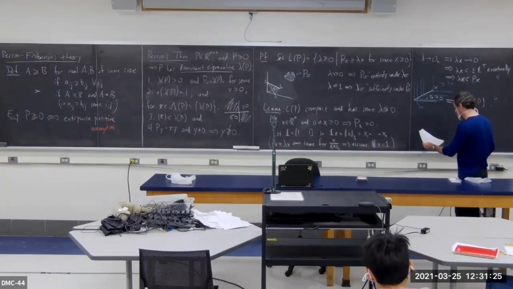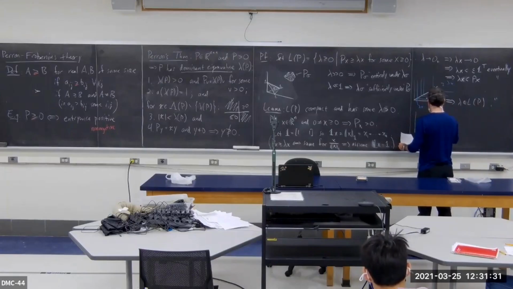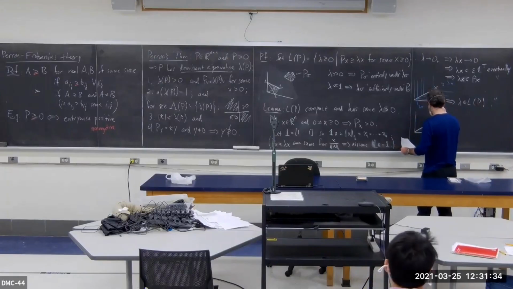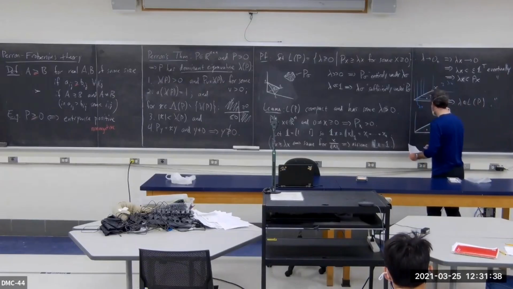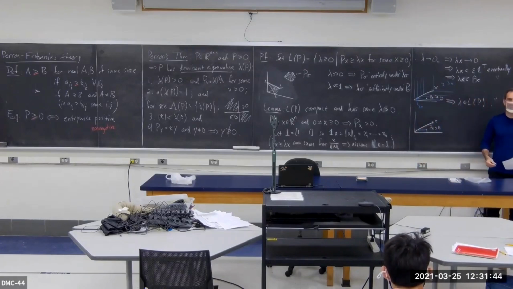So what's another way to say this, by the way? Another way to say this is that I'm going to draw the same picture again. There's my x, and there's my px, which is bigger than 0. And the point is that I've got this box. I can look at what's less than or equal to px. That's inside that box, right?